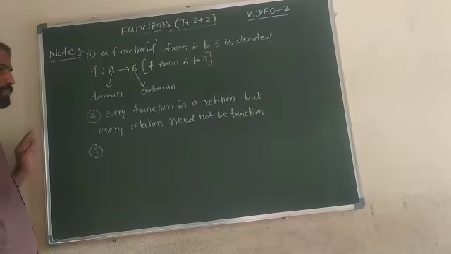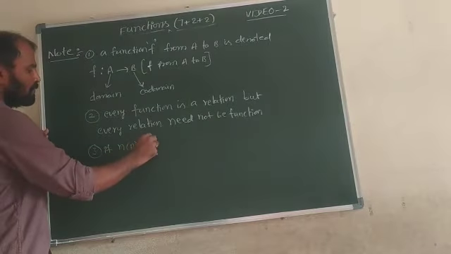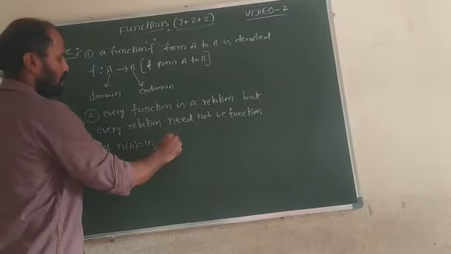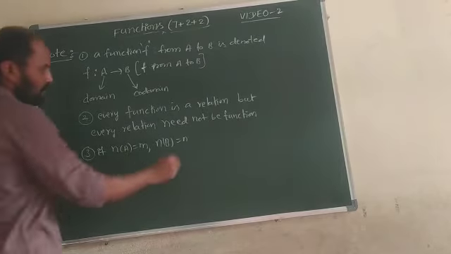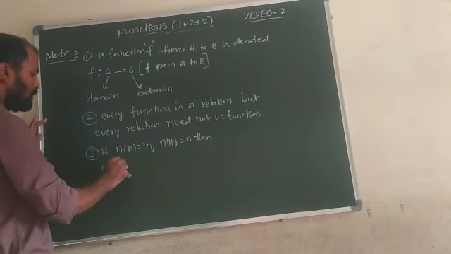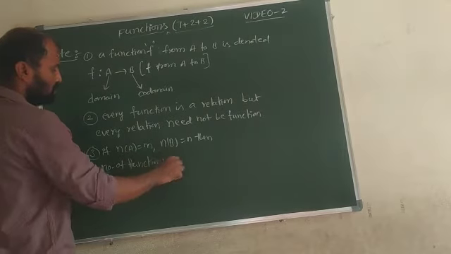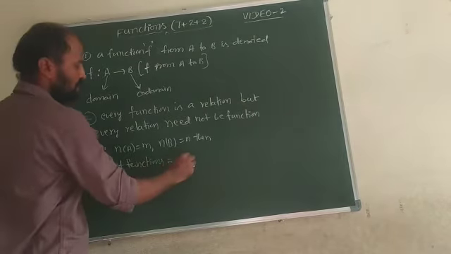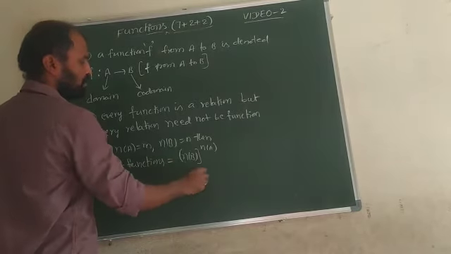Third one: if n(A) equals m and n(B) equals n, the number of elements in A is m and the number of elements in B is n, then the number of functions from A to B is n(B) power n(A).